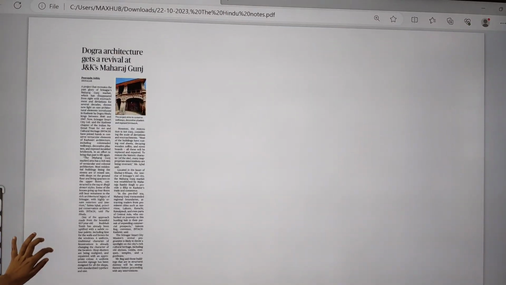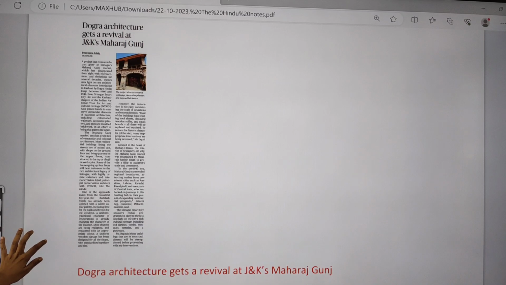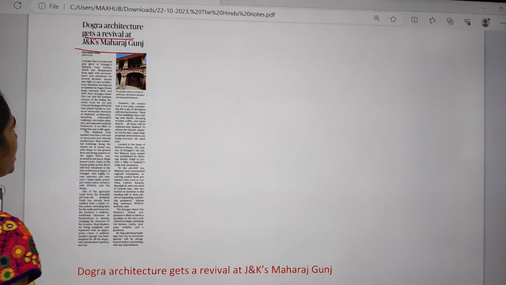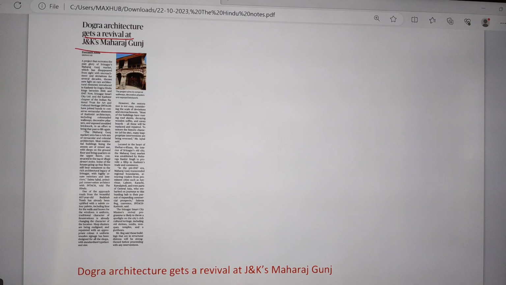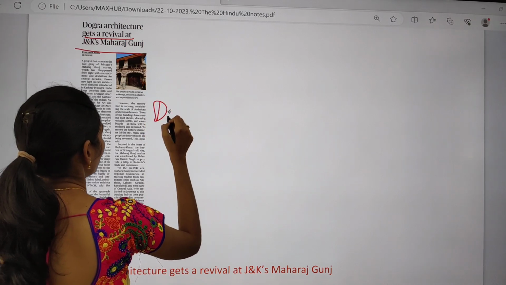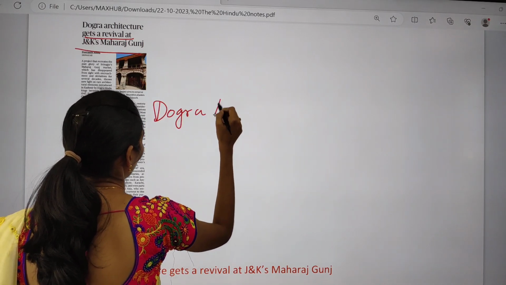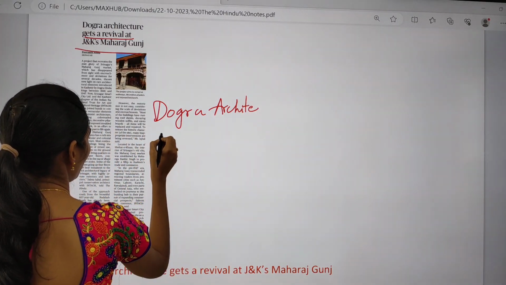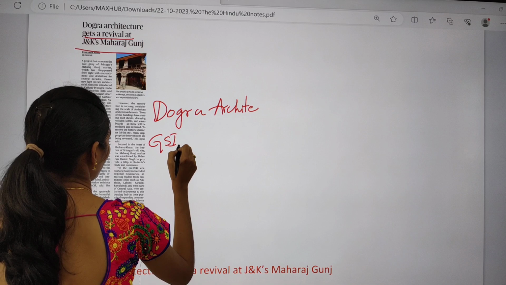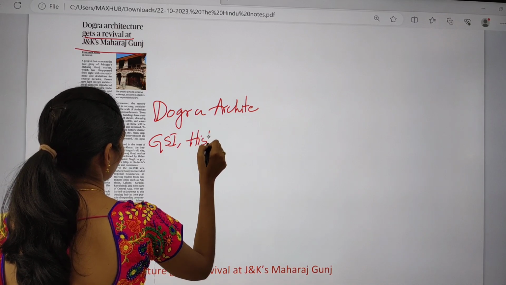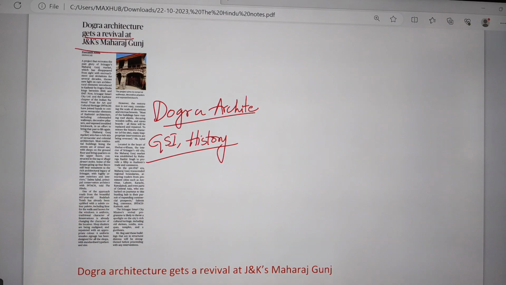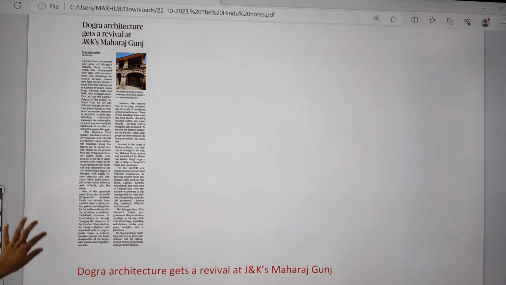And now let us see the next topic. It is about Dogra architecture getting a revival at Jammu and Kashmir's Maharajganj. So here you have to know about the Dogras, Dogra architecture. And this topic is important from your GS Paper 1 under history. Okay, so now let us see the context.